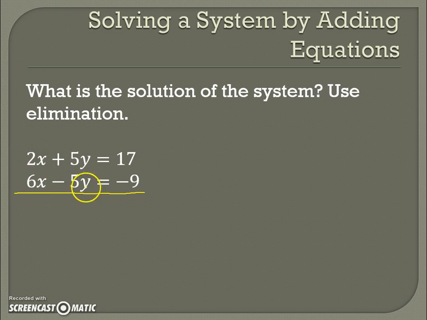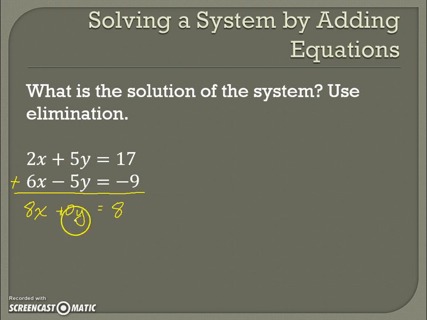You got to make sure that your like terms are lined up. So notice that I have x over x, y over y, and constant over constant. That's going to be very, very important. So if I add these values, in other words, I treat this like this is a column, this one's a column, and this one's a column. If I add these down, notice what happens. I have 2x plus 6x, which is 8x. I have 5y plus negative 5y, which is 0y. And then I have 17 plus negative 9 is 8.